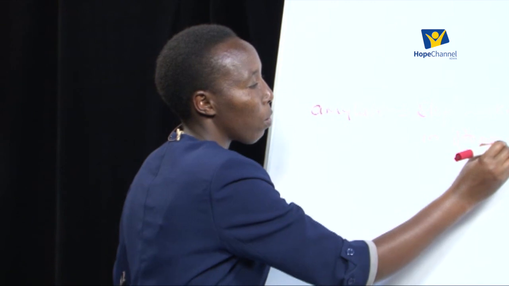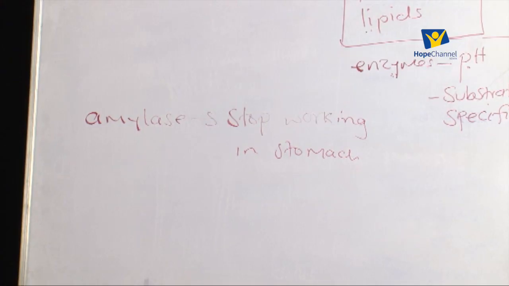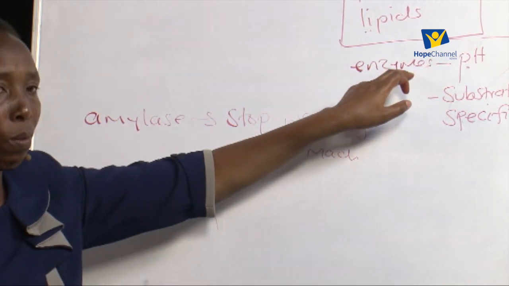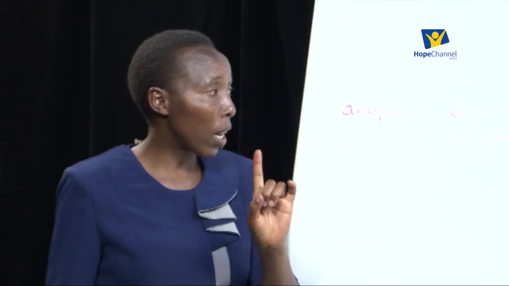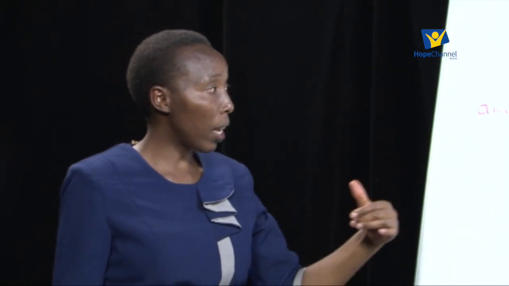Someone will ask you a question. Teacher, why do you think salivary amylase cannot work in the stomach? I refer you to what we said, pH. Enzymes are sensitive to change in pH. You are going to realize that in the stomach, the pH is acidic, but in the mouth, it was alkaline, meaning amylase works best in alkaline and not in the acidic environment. That is why the moment the food gets into the stomach, the work of amylase stops.